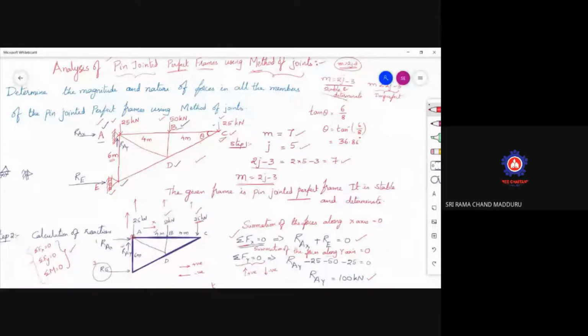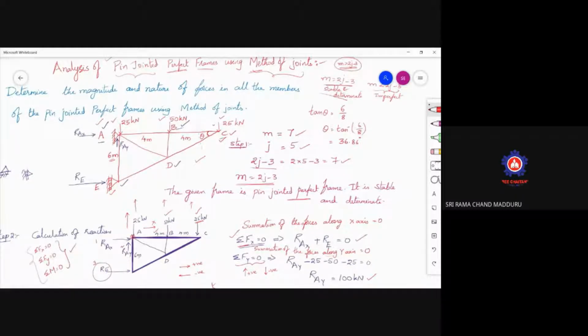Once again, let me repeat. Here, determine the magnitude and nature of the forces. We are going to calculate, due to these external forces, what are the forces inside the member? To calculate the forces inside the member, we are observing the free body diagram at each individual joint.